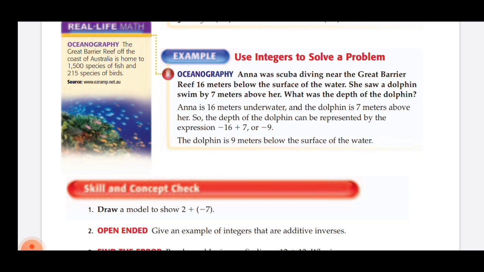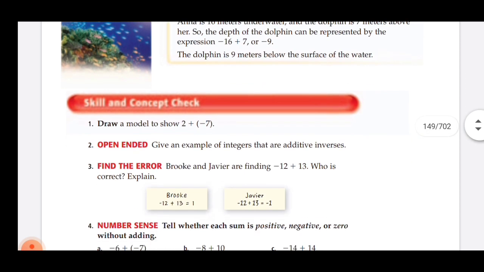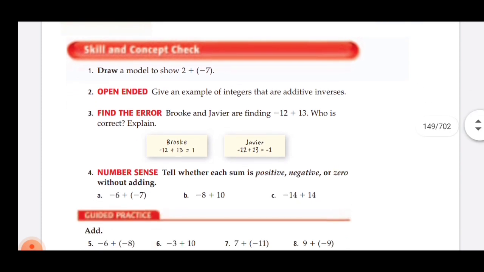Anna is 16 meters underwater and the dolphin is 7 meters above her. So, the depth of the dolphin can be represented by the expression minus 16 plus 7 or minus 9. The dolphin is 9 meters below the surface of the water. Skill and concept check.